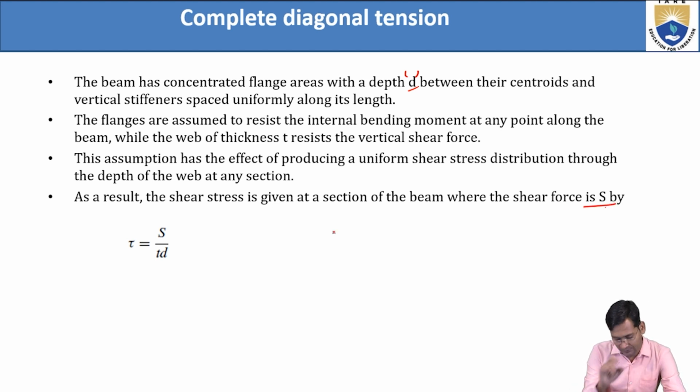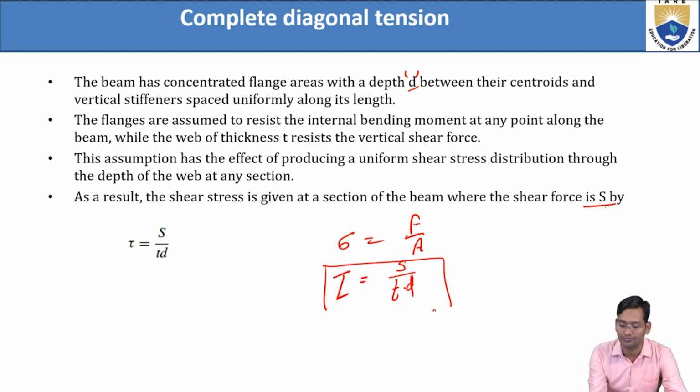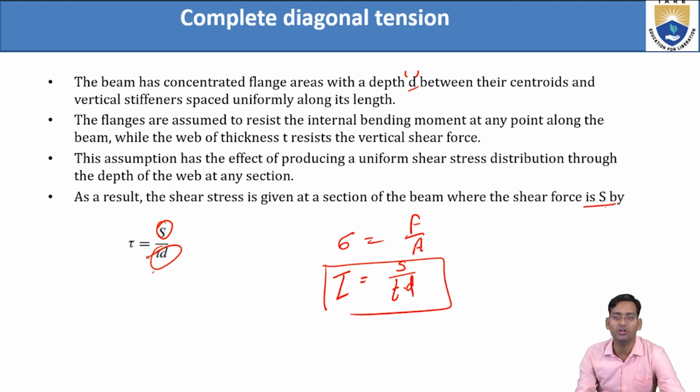So what is the stress? The stress is force per unit area, right? Here the shear stress is tau and the force is the shear force S. Now the area will be what? Depth is d, thickness is t, so t into d. Shear stress equals S by t d, force by t into d, area.